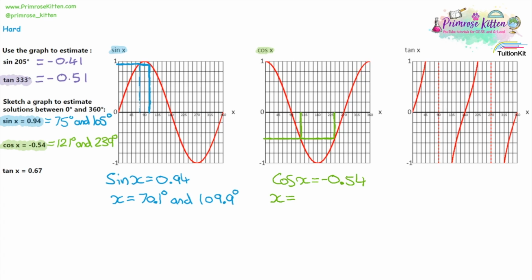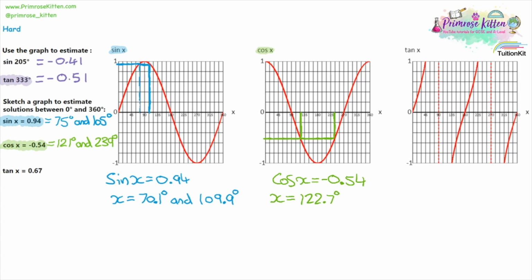If you type that onto your calculator and do inverse cos for negative 0.54, then you should be getting 122.7 degrees. Now I had 121, so that's 1.7 degrees out. I think that's fairly close, so I'm much happier with that estimate than I was with my estimates for the sine question.